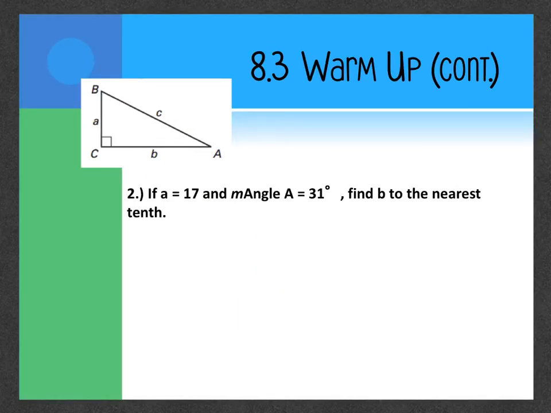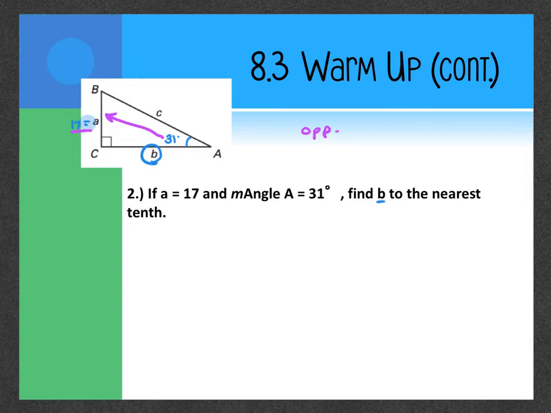Okay, then we have ones that were like this. So A is 17. This little side over here is 17. Angle A is 31. And I want to find B to the nearest tenth. So I'm looking at side B. In relationship to that 31, where is 17? It's opposite, right?